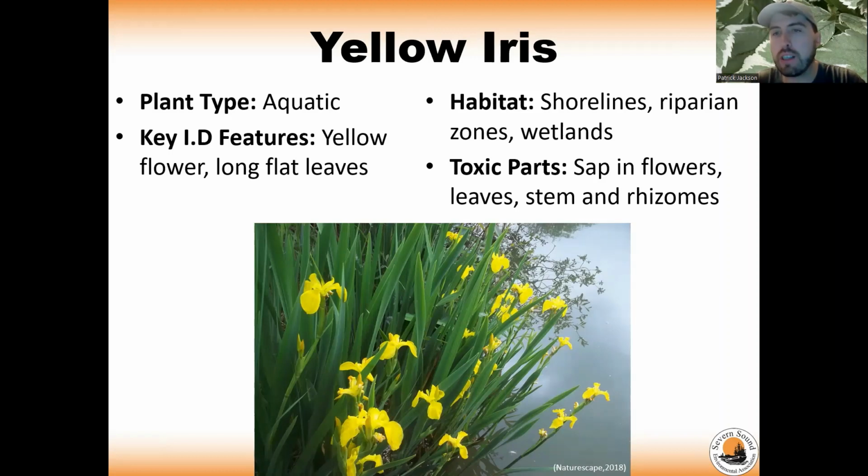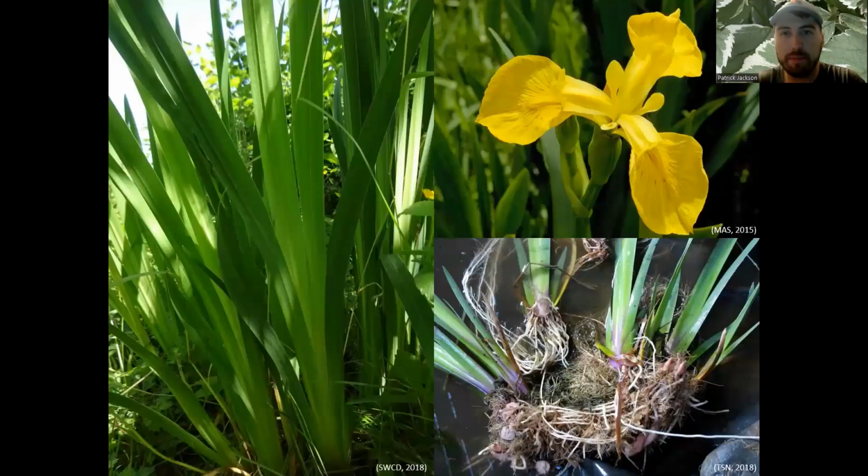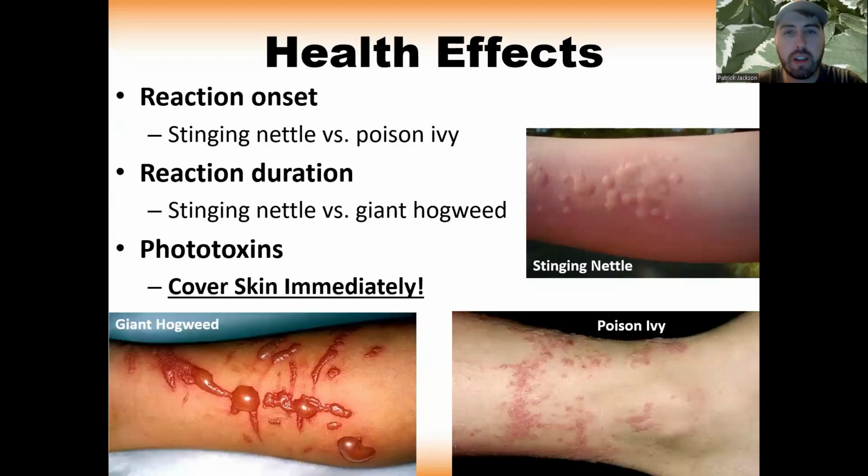So if possible, if you're pulling it out, you just don't want to get any sap, and you want to wear personal protective equipment. So as I mentioned, you've got that three-pronged flower that is yellow. You've got the broad leaves coming out from a single base, and then the root system. The irises are going to be difficult to ID by the roots, but there's a photo for you.